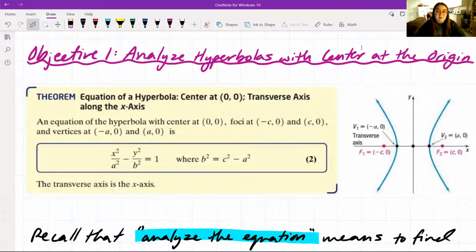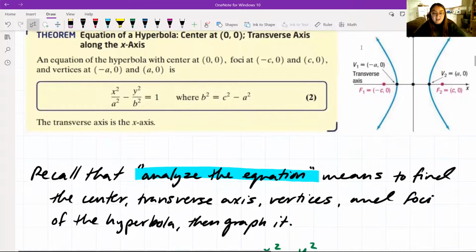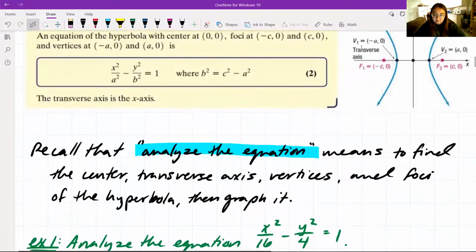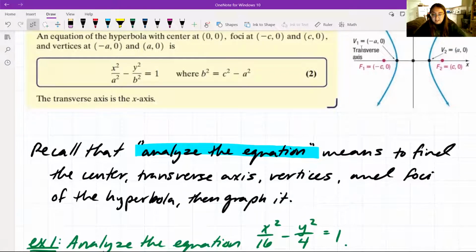So the equations look very similar to the equations for an ellipse. The main difference that we see is that we are now subtracting that y term instead of adding the y term. And that's really going to be the main difference. So if you ever see an equation with a subtraction symbol instead of an addition symbol, that's your hyperbola. If you see this equation with an addition symbol, remember that is going to be your ellipse. But other than that, everything is about the same. Then recall that analyze the equation means to find the center, transverse axis, vertices, and the foci of the hyperbola, and then we're going to graph it.